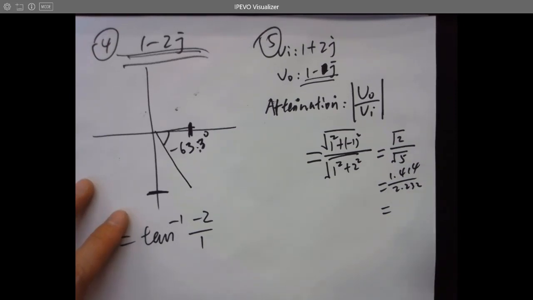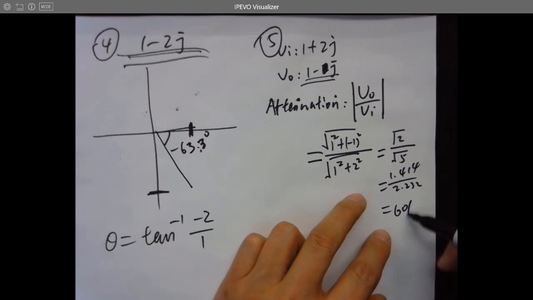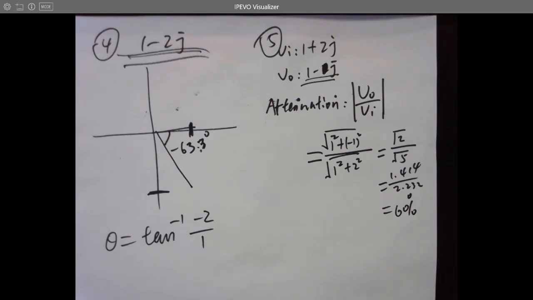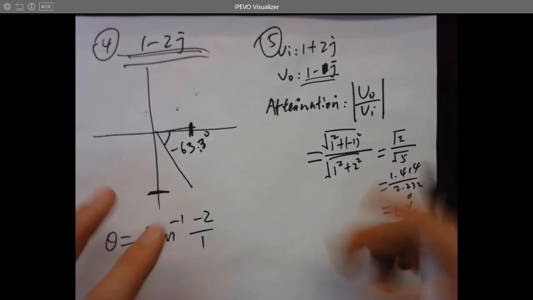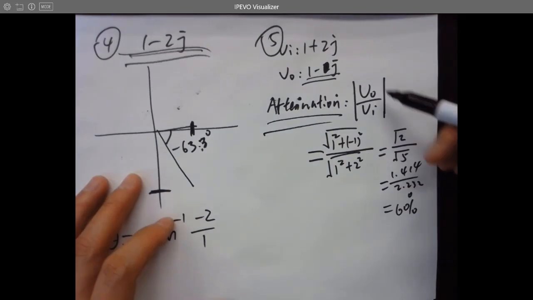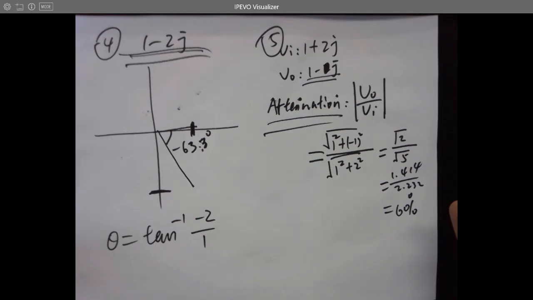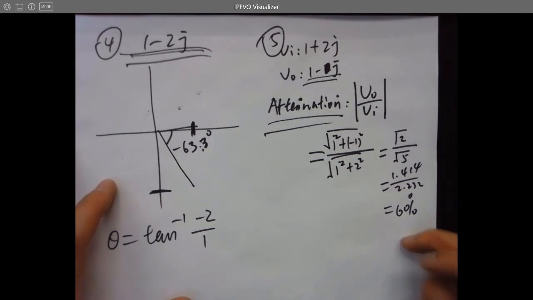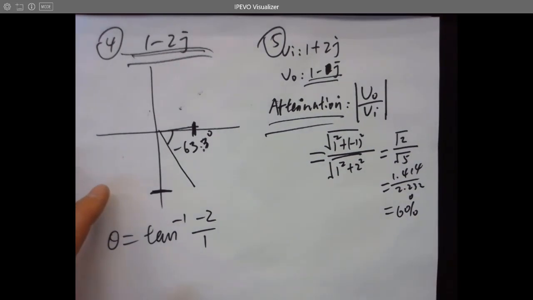So you can calculate this, right? It's going to be something like 60%. So we got 60% attenuation. So let's just say this is attenuation. So that's V out over V in in terms of amplitude. That's easy, right? So forget about everything I told you on Wednesday and Monday.